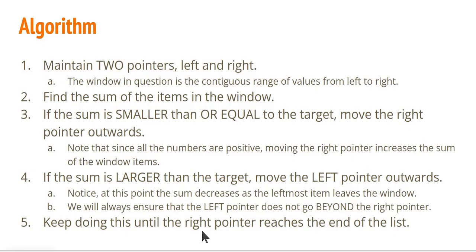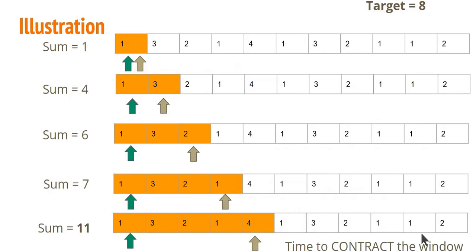And in fact, we'll keep doing this until the right pointer reaches the end of the list. It's actually a little bit more than that, as we'll see later. But broadly, this is the idea that the code will end once the right pointer has reached the end. We'll see this in a bit more detail. Now, these words will become more clear if we can look at an example, and that's exactly what we'll do. So let's look at an illustration here.